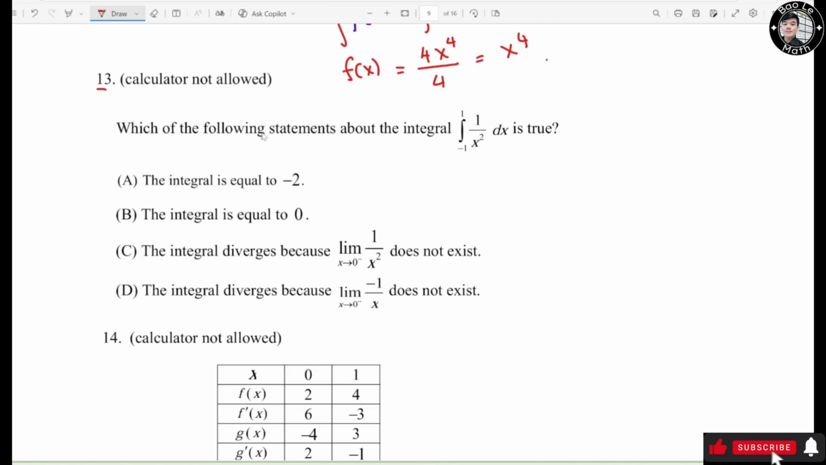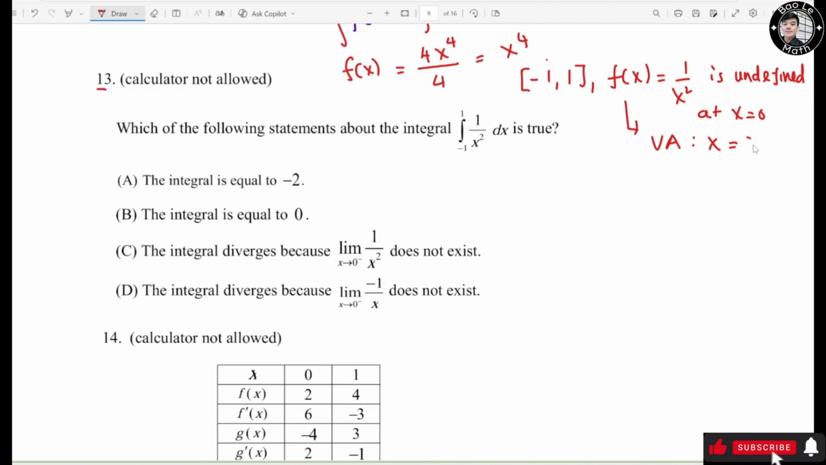Question 13. Which of the following statements about the integral from negative 1 to 1 of 1 over s squared ds? Alright, so observe that within the interval negative 1 to 1, the function f of s equals 1 over s squared is undefined at s equals 0, right? So then the function f of s right here has a vertical asymptote at s equals 0, right? This guy can be written as the integral from negative 1 to 0 of 1 over s squared ds plus the integral from 0 to 1 of 1 over s squared ds, right?